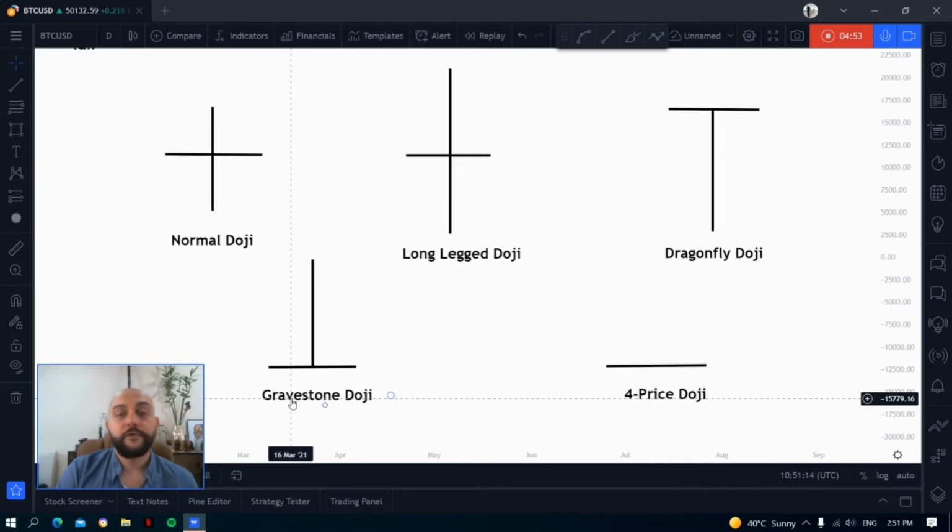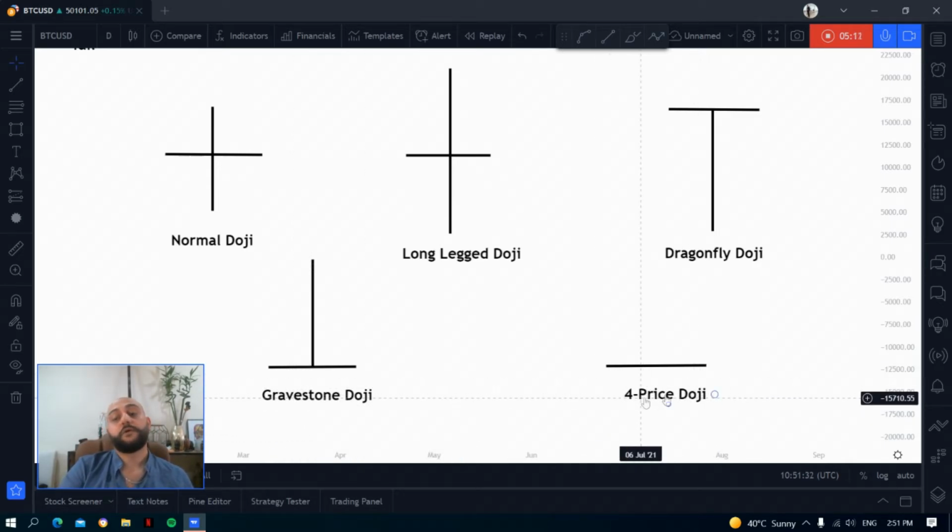The fourth type is called the Gravestone Doji, which is basically the reverse of the Dragonfly Doji. It's the opposite of that. It usually means that the market is going up. It's a continuation pattern. So if we have an uptrend and we see the Gravestone Doji right here, that means the market is going to keep going up.